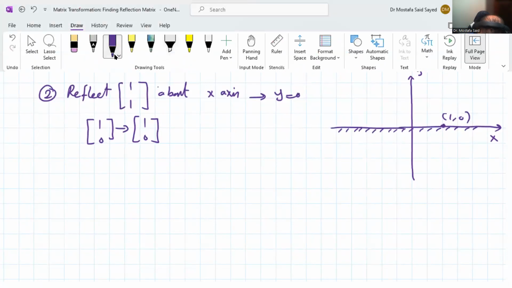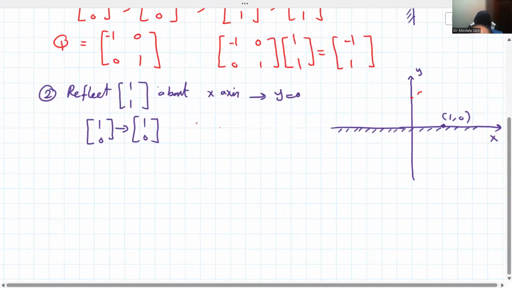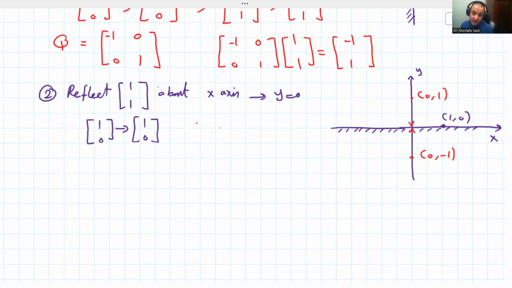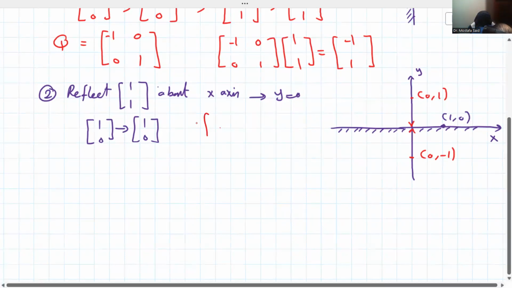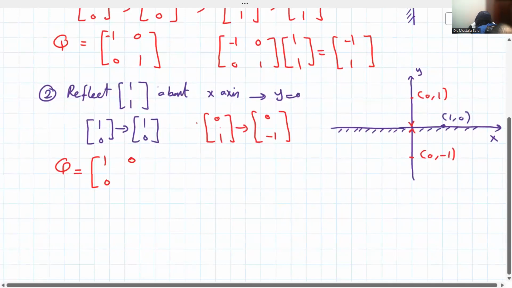How about 0, 1? Let's do it with red. 0, 1 is here. So when it is reflected, it will be here. So that's basically 0, minus 1. Still 0 on x, because any point on the y-axis has 0 x coordinate, but it's minus 1 now in y. So 0, 1 is reflected to 0, minus 1. So our Q matrix is a reflection matrix. The first column 1, 0 has no change, but the second column becomes 0, minus 1.